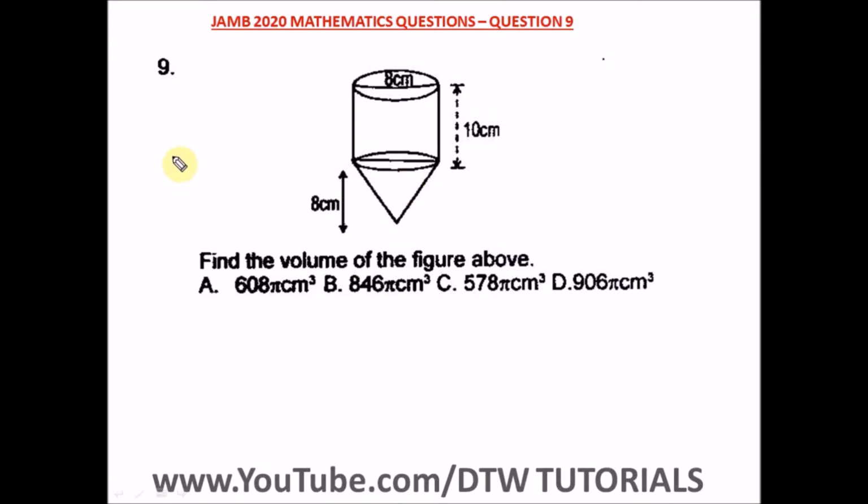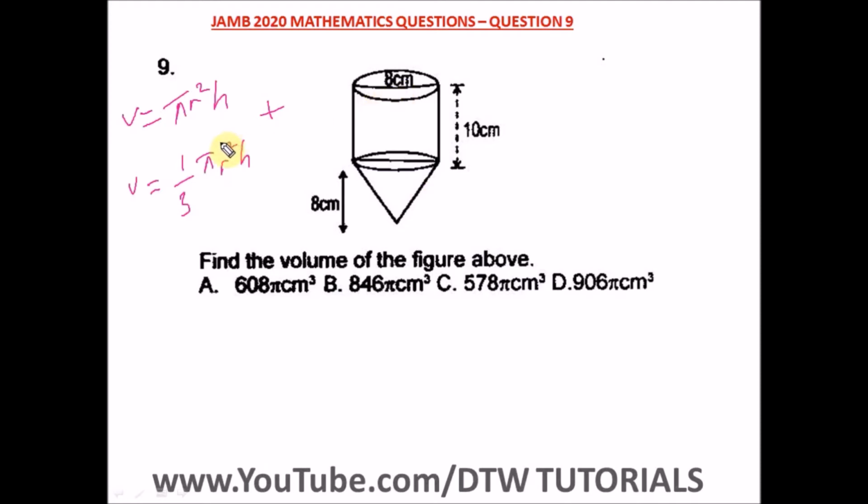And if you recall, the volume of a cylinder is pi r squared h, and the volume of a cone is 1/3 pi r squared h. So to find the volume of this cylinder merged with this cone, we have to add these two volumes together. So let's work on that.